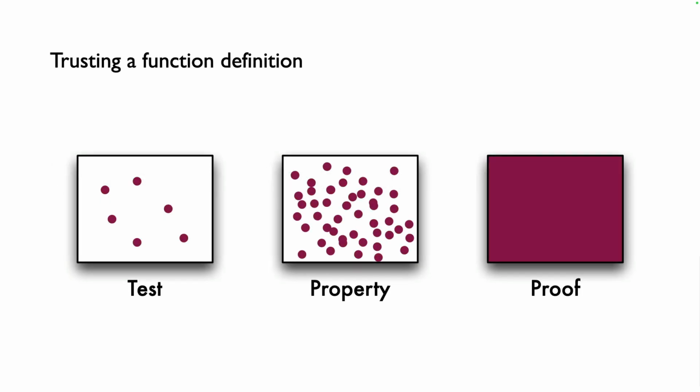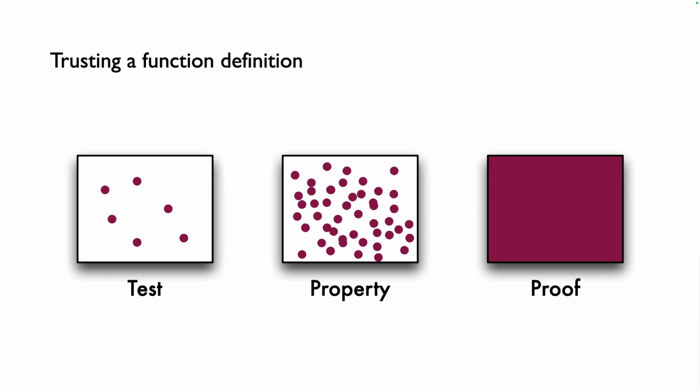The first I can do is apply some tests. I can try the function at a few possible input values and see how it behaves on those. So that covers some of the possible inputs, but clearly doesn't cover everything. So that's what we have on the left.